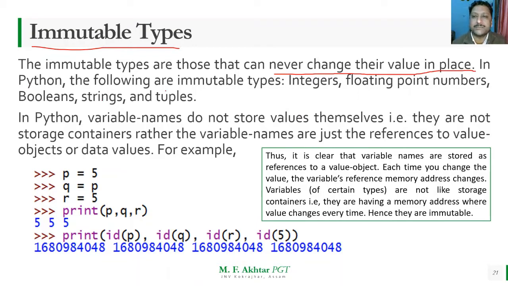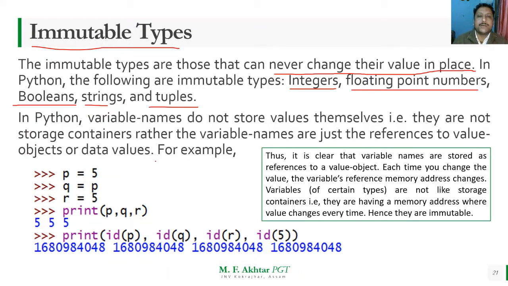In Python the following are immutable data types. See here, integers are immutable, floating point numbers are immutable, booleans are immutable, strings and tuples are immutable. It means we cannot change their individual value in place. In Python, variable names do not store values themselves. That is, they are not storage containers. Rather, the variable names are just references to value objects or data objects.